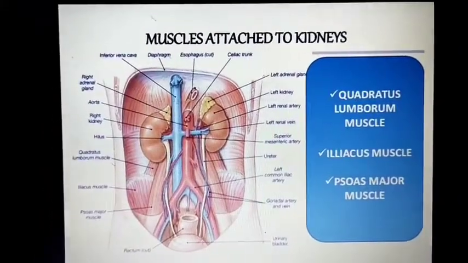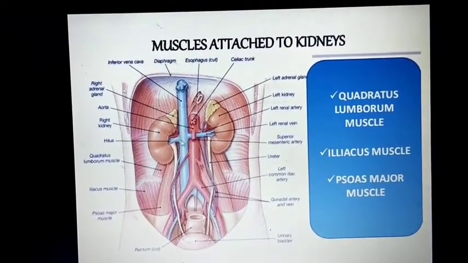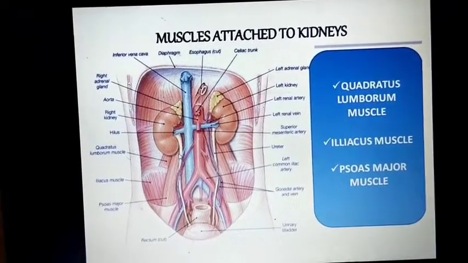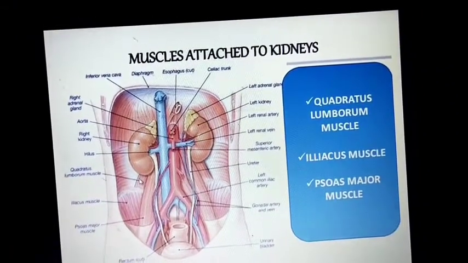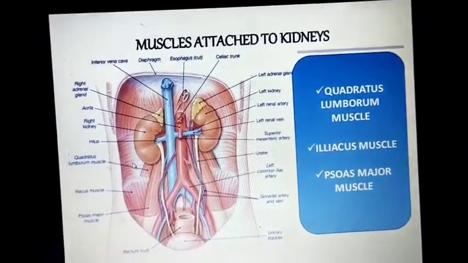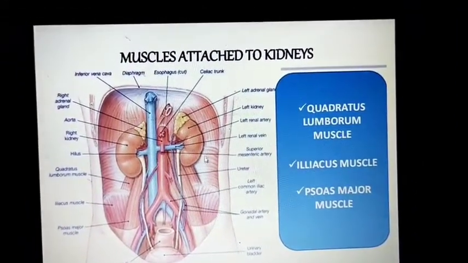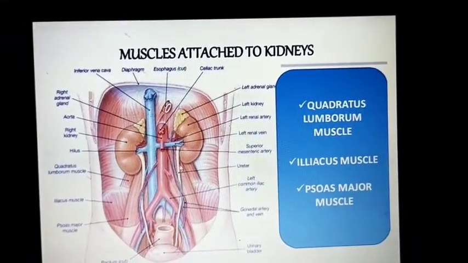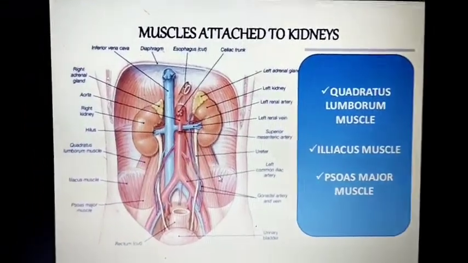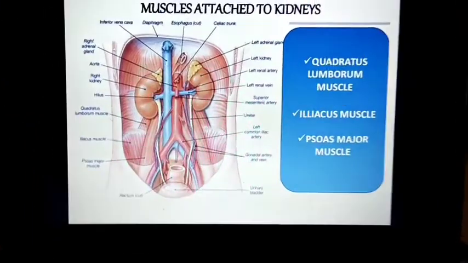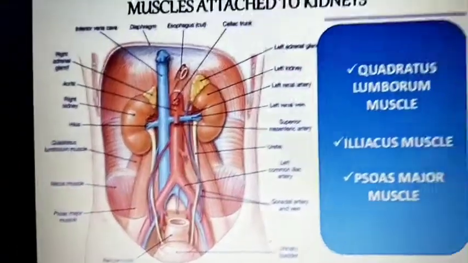In this you can see here, this is the diaphragm. This is the psoas major muscle. Then this is the quadratus lumborum muscle, and this is the transversus abdominis muscle. Here also this is the diaphragm impression. This is the transversus abdominis muscle, psoas major muscle, and the quadratus lumborum muscle. This is the posterior relationship of a kidney. You can go for the next slide.